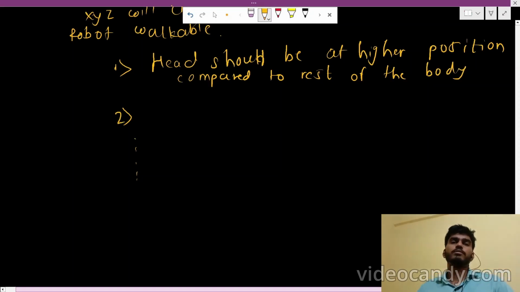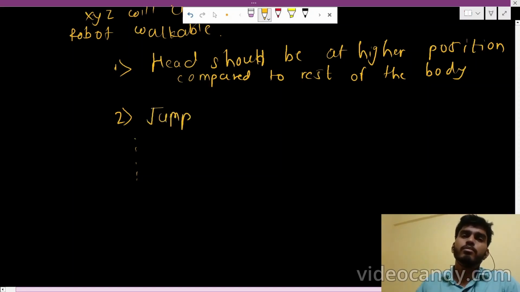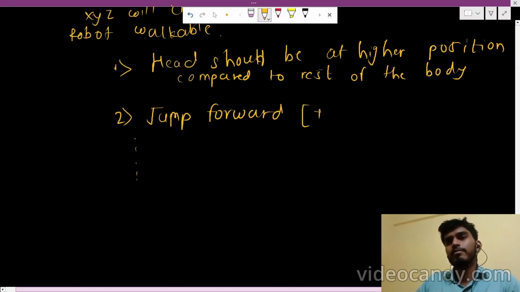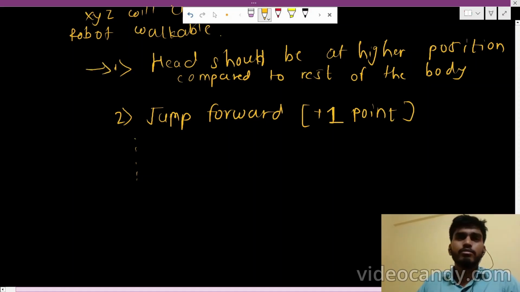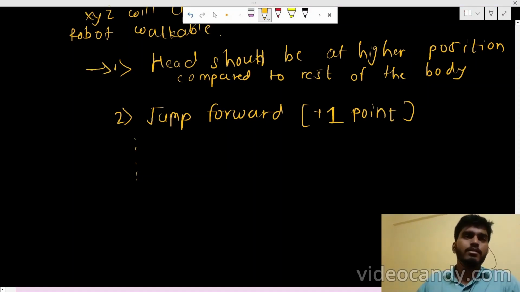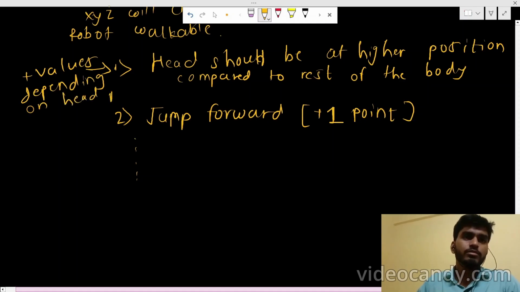So this is rule number one. The second rule will be jump forward, and if it jumps forward, it will get plus 1 point. And for the first rule, the head should be at a higher position compared to the rest of the body. It will get some positive values depending on the head position, right?